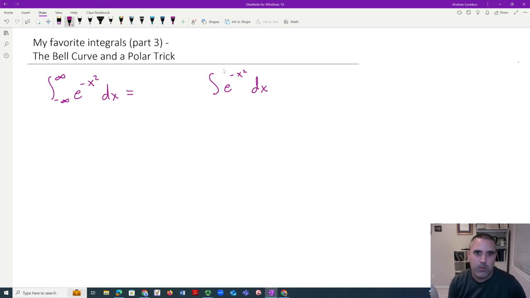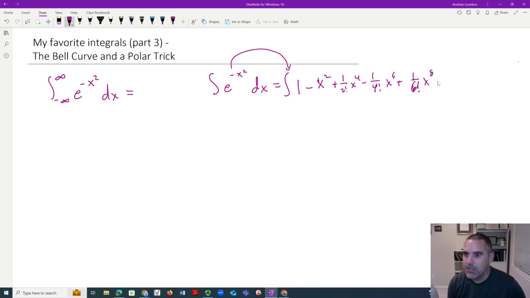You can try substitution, whatever. You know that if you inserted an x, it would be doable, but without the x, it's not. If you take Math 126, you're going to learn that you can replace this with its Taylor series, and that's kind of the best you can do. It goes negative x squared plus 1 over 2 factorial x to the fourth, negative 1 over 4 factorial x to the sixth, plus 1 over 6 factorial. So that's something you will do in Math 126.